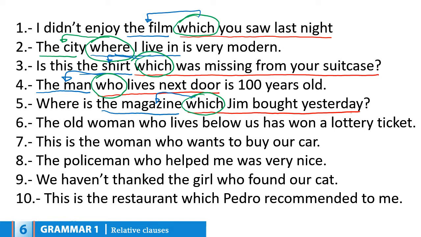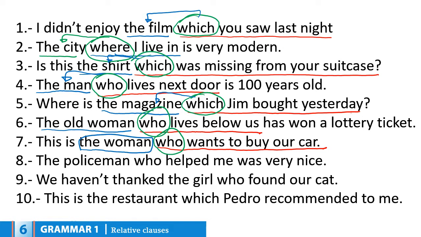Number 6. The old woman who lives below us has won a lottery ticket. Who lives below us is the relative clause, who is the pronoun, and the old woman is the subject related to who. Number 7. This is the woman who wants to buy our car. Who wants to buy our car, relative clause. Then you've got who and the woman.